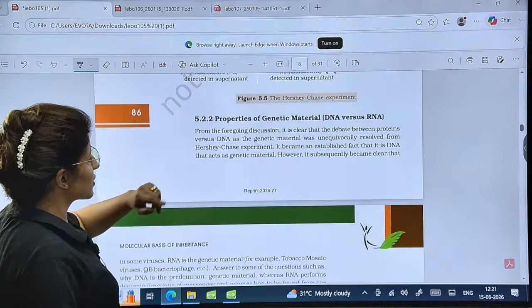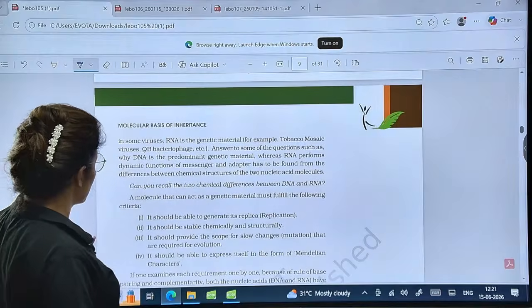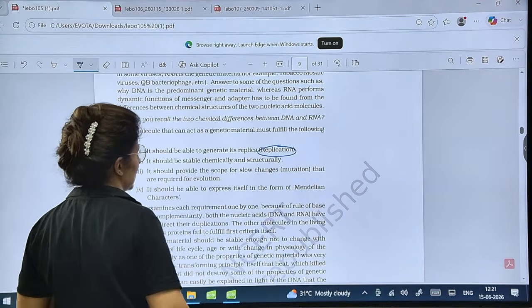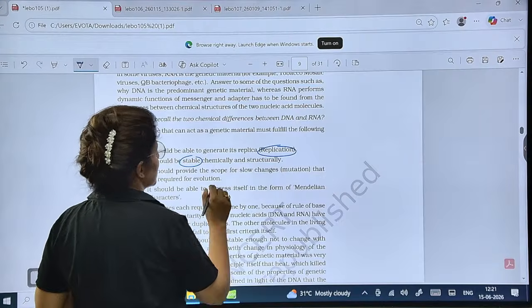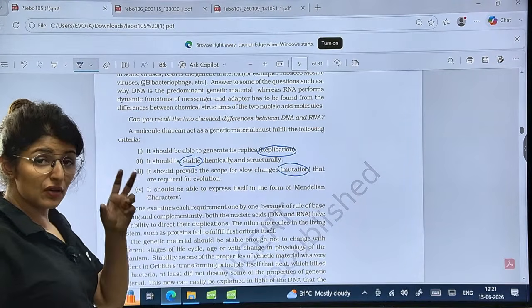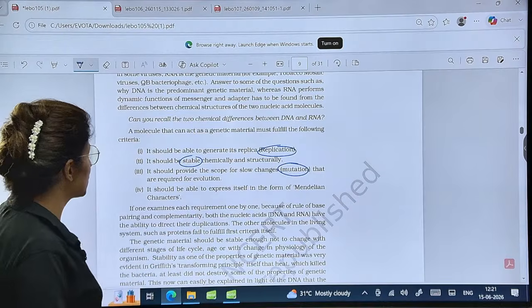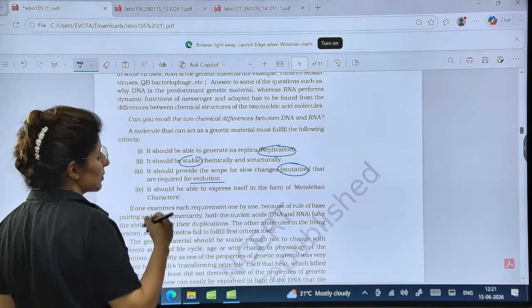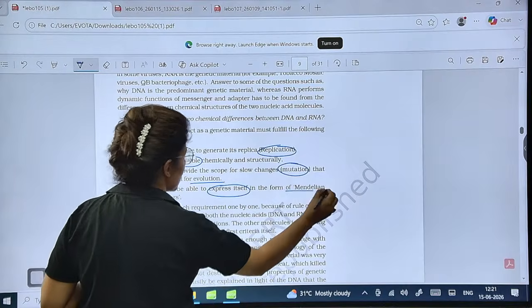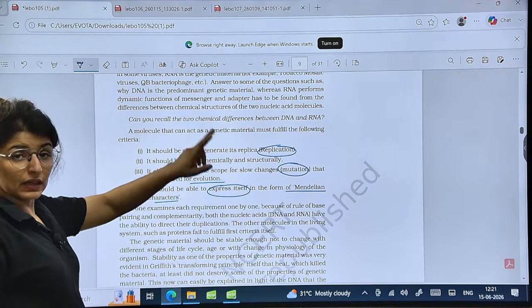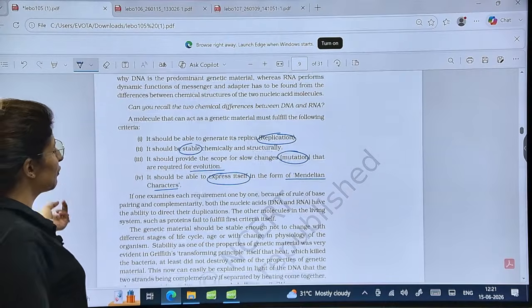Now, properties of genetic material. We have to remember 4 properties. It should be replicable. It should be stable. It should have some chances of mutation. It should be mutable, which is important for evolution. And it should be able to express itself in the form of Mendelian characters. So RSME, you have to remember the 4 characteristics.